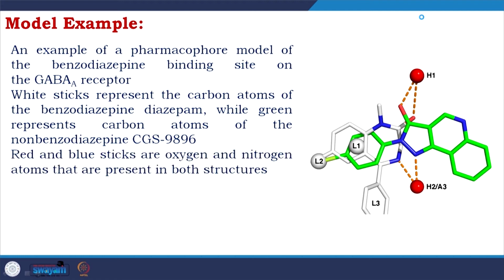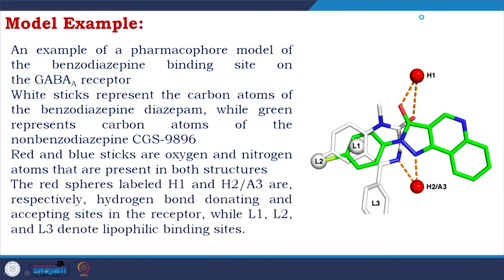Red and blue sticks are oxygen and nitrogen, as we know conventionally, that are present in both structures. The red spheres labeled H1 and H2A3 are respectively hydrogen bond donating and accepting sites in the receptor, while L1, L2 and L3 denote lipophilic or hydrophobic binding.